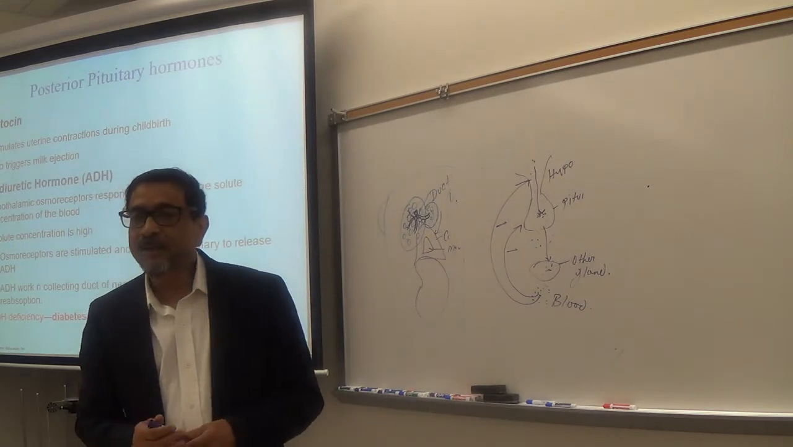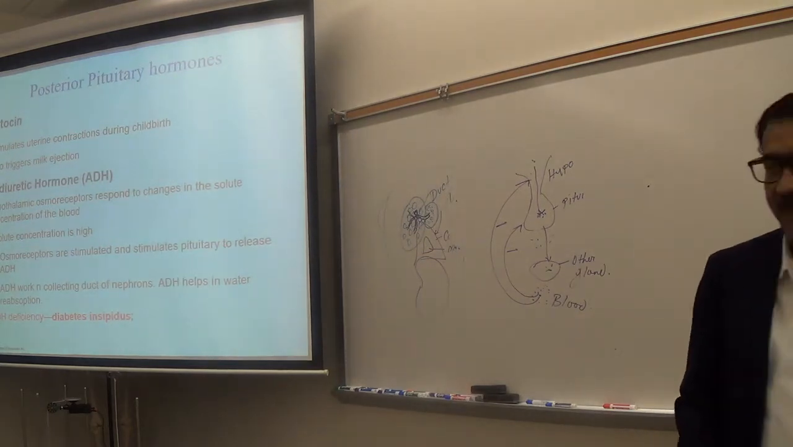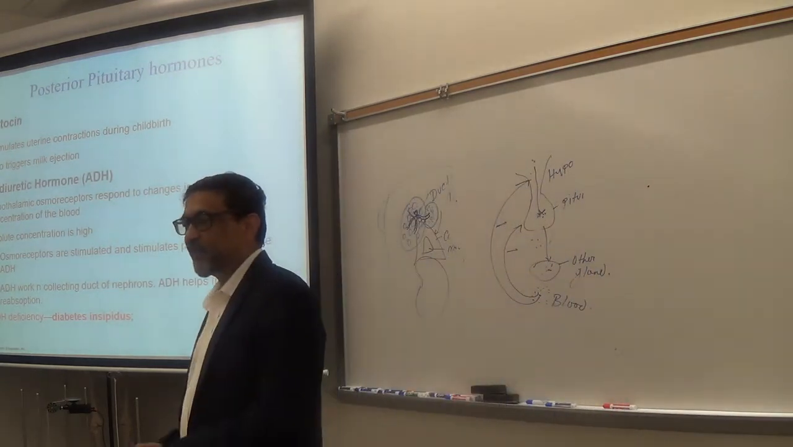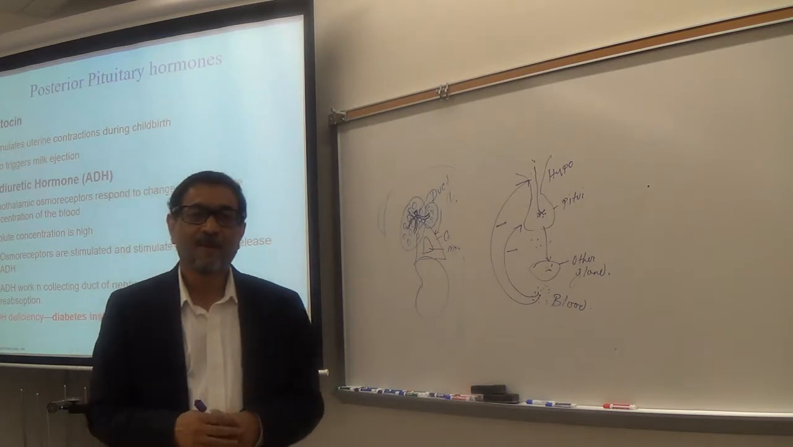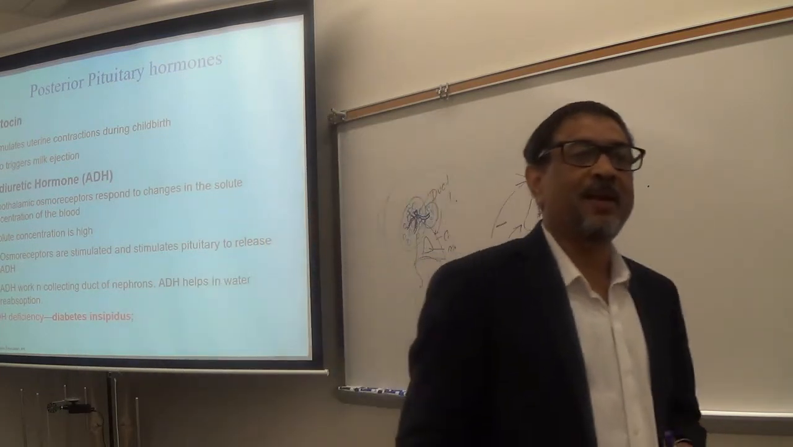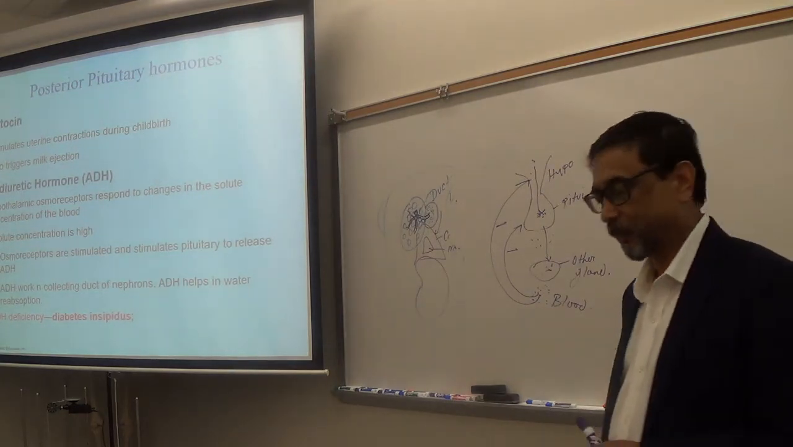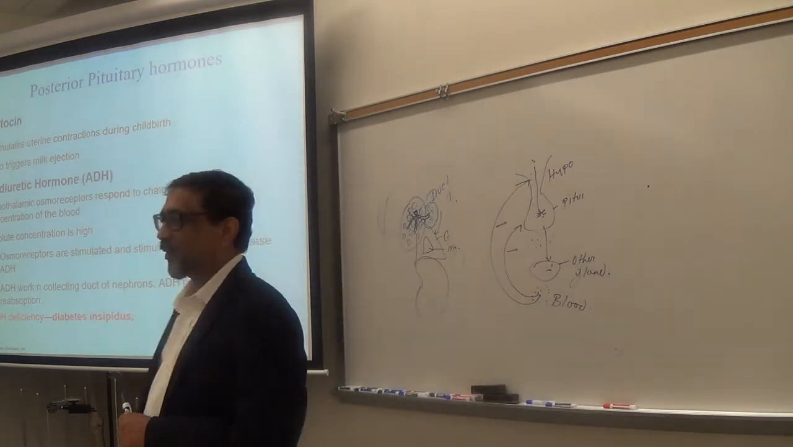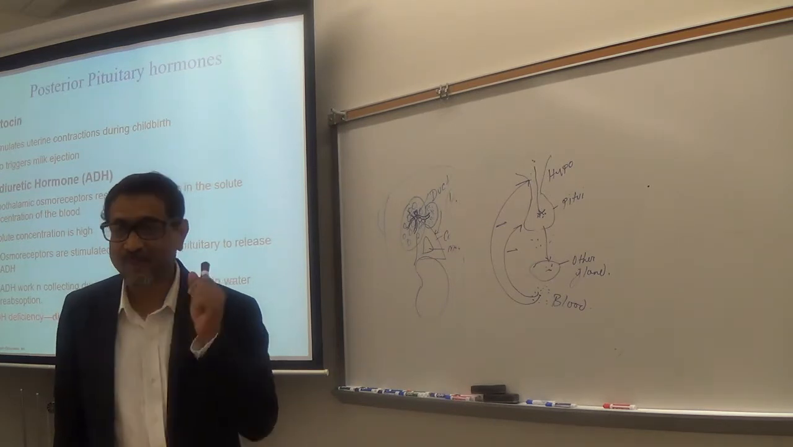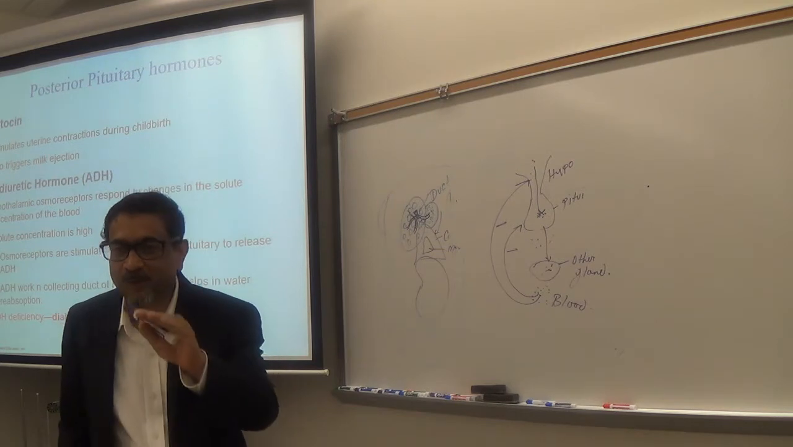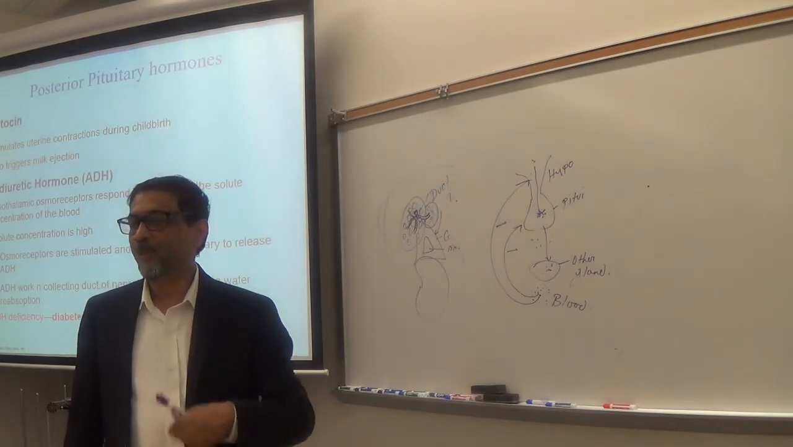Okay, now antidiuretic hormone decreases the production of urine, right? Very simple. Now you tell me, if antidiuretic hormone production stops in your body, then what will happen? The person will produce more or less urine? More urine, makes sense? Because antidiuretic hormone decreases the production. Now if antidiuretic hormone is not there, the person will produce more urine.